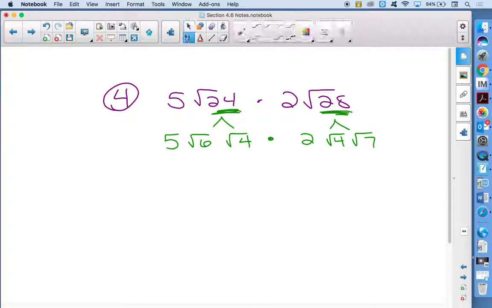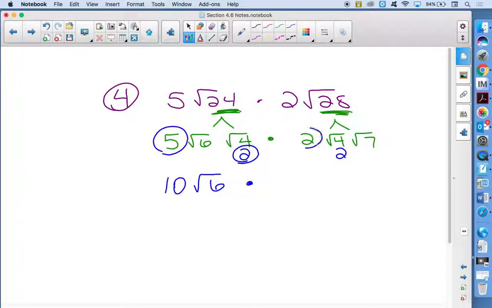Once you take the number out of the square root, the square root of 4 is 2, then you're multiplying this 2 and that 5 together. So I now have 10 square roots of 6. That's what 5 square roots of 24 reduces to. And then there's a multiplication symbol. And over here, the square root of 4 becomes 2, so then you're multiplying 2 times 2, so that's 4, and it's still the square root of 7.